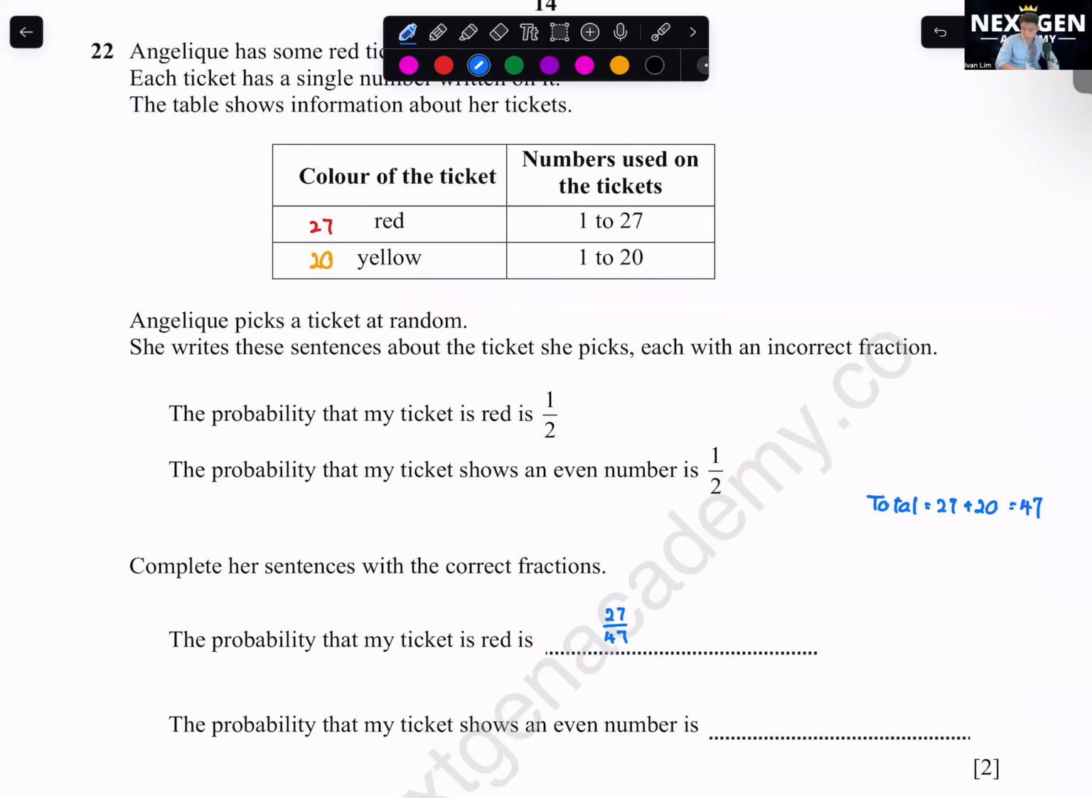Okay, the next one, the probability that my ticket shows an even number. This one is still okay, right? How many even numbers do you have out of here? So you got 1, 2, 3, 4, 5, 6, 7, 8, 9, 10 until 27. This one 1, 2, 3, 4, 5, 6, 7, 8, 9, 10 until 20. Total, how many even numbers do we have out of this 47? What do you all think?